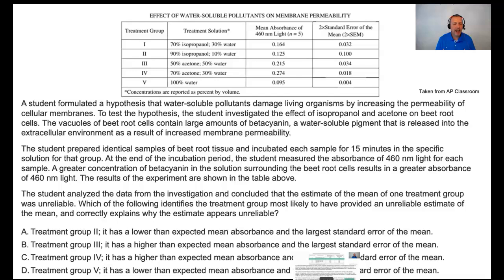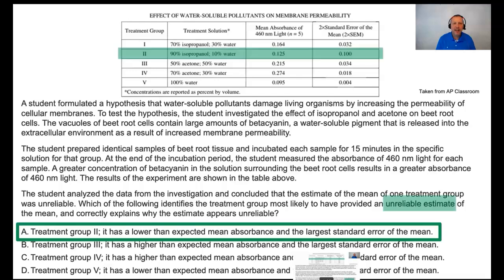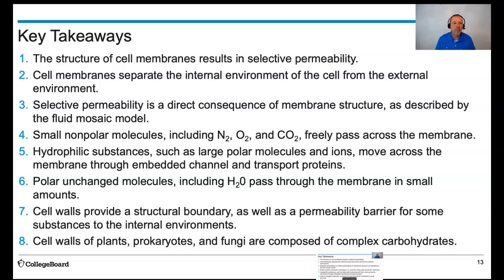So is that our only option? Sure. Yep. Yeah, because the error there is way too high, right, compared to the rest of them. Okay. And we will spend some time talking about chi-square analysis and standard error and deviation a little later on. Okay. So those are the key takeaways.